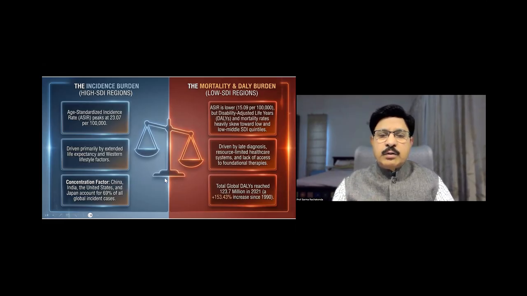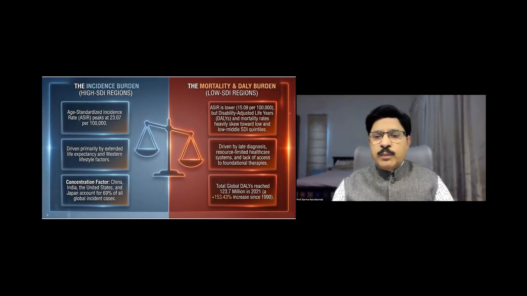the diabetic kidney disease. The mortality and DALY burden. What is DALY? DALY is disability-adjusted life years. So the ASIR, age-standardized incidence rate, is lower, 15.09 per 100,000. Earlier it was 23.07, but the disability-adjusted life years and mortality rates have heavily skewed towards low and low-middle socioeconomic countries, driven by late diagnosis, resource-limited healthcare systems, and lack of access to foundational therapies.